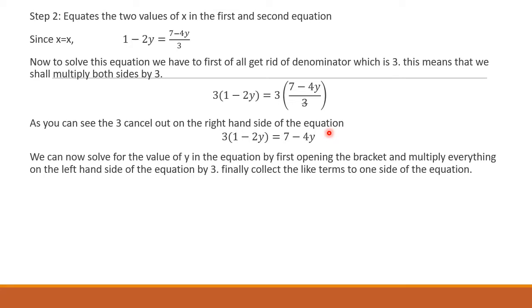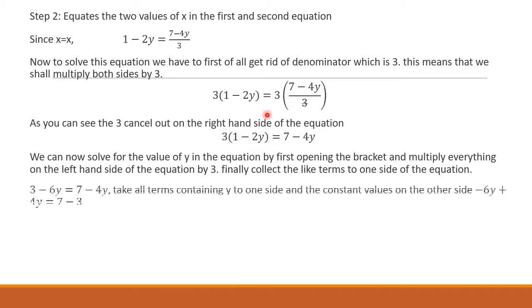So now that we have the equation that is only containing the variable y, let's find the possibility of finding the value of y. But we have this problem, there is this bracket here, so let us deal with the bracket. If we open the bracket here, we will have 3 times 1, and then 3 times 2, so that we are going to have 3 minus 6y. So this is what we have here.